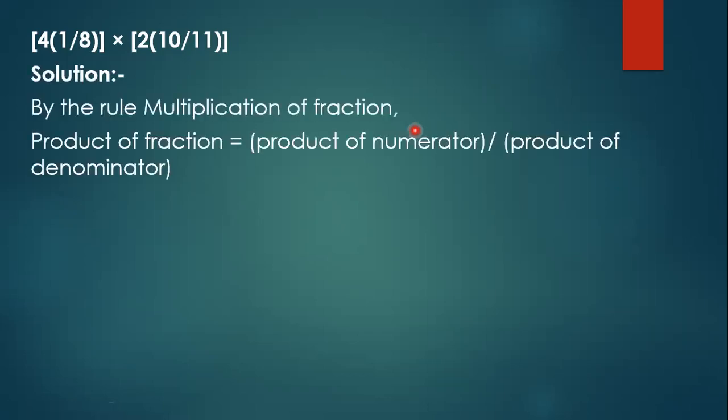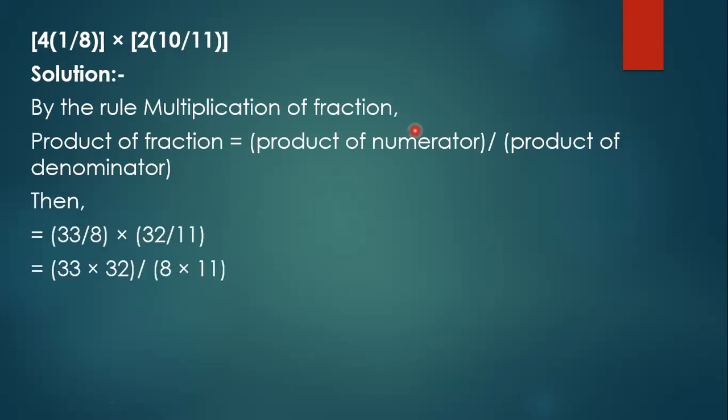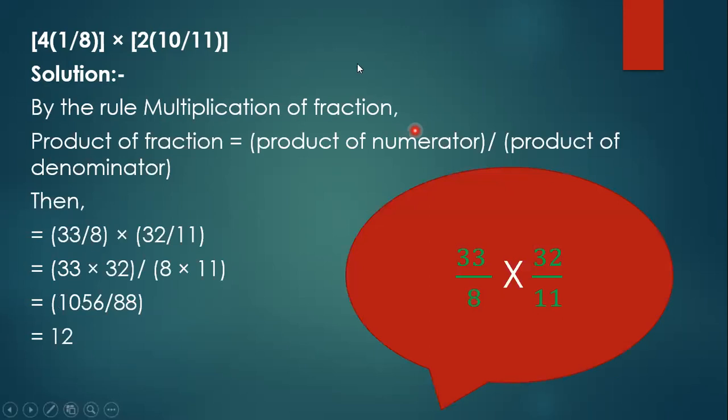Okay, let's go with one more question. Here again, both the fractions given are mixed. First, we'll convert the mixed fractions into improper fractions. Okay, 8 multiplied by 4 gives us 32. 32 plus 1 gives us 33. We'll get 33 by 8. 11 multiplied by 2 gives us 22. Plus 10 gives us 32 by 11. Okay, either you do it this way or you write like this.